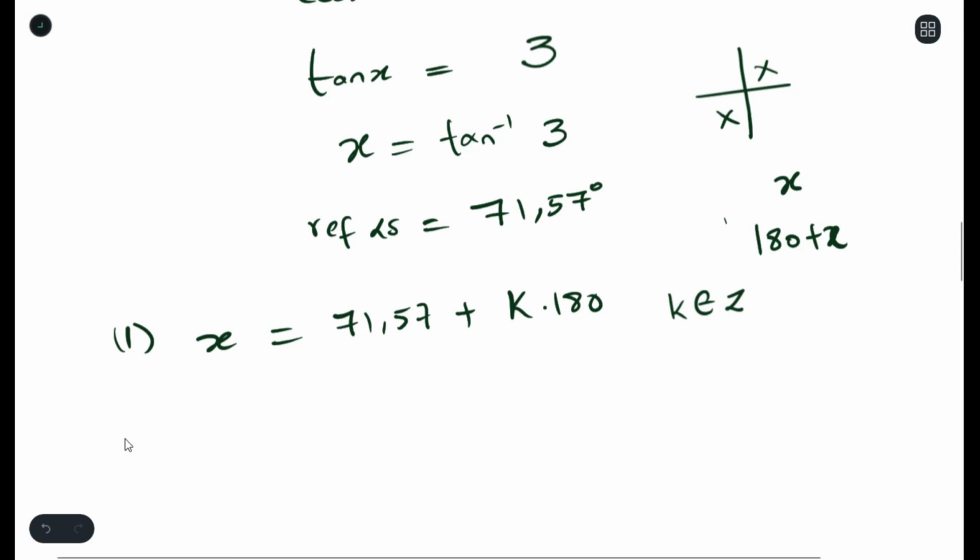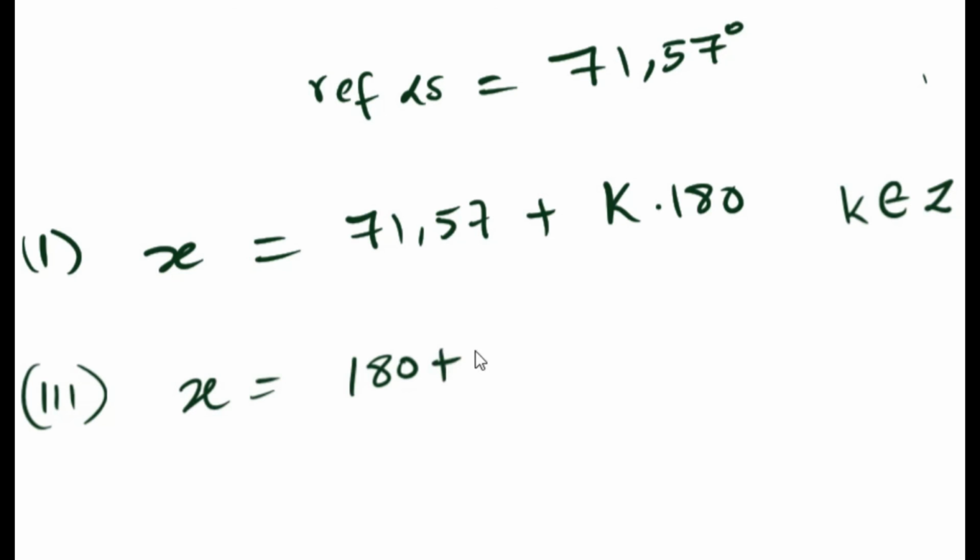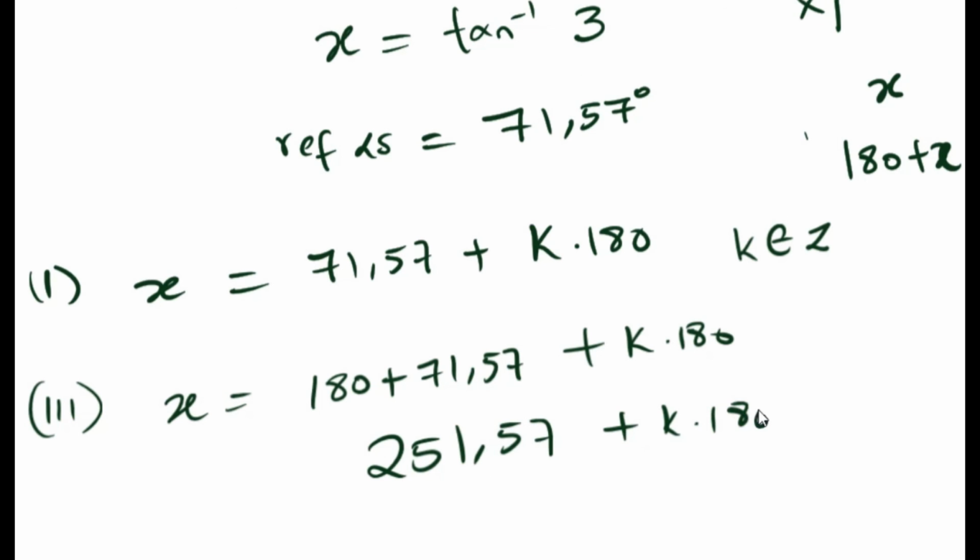While your second answer, as we said, this will fall in the third quadrant. It will be 180 plus the reference angle, and don't forget to put K is an element of integers. And this would be the two answers that you're going to get for tan.